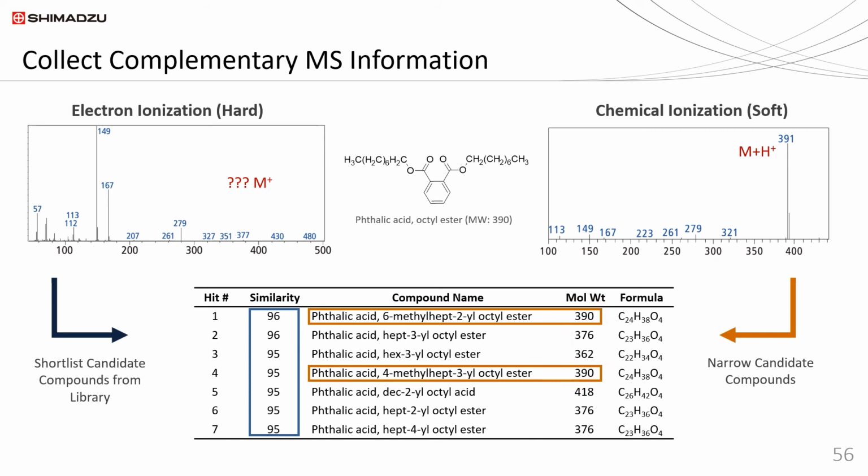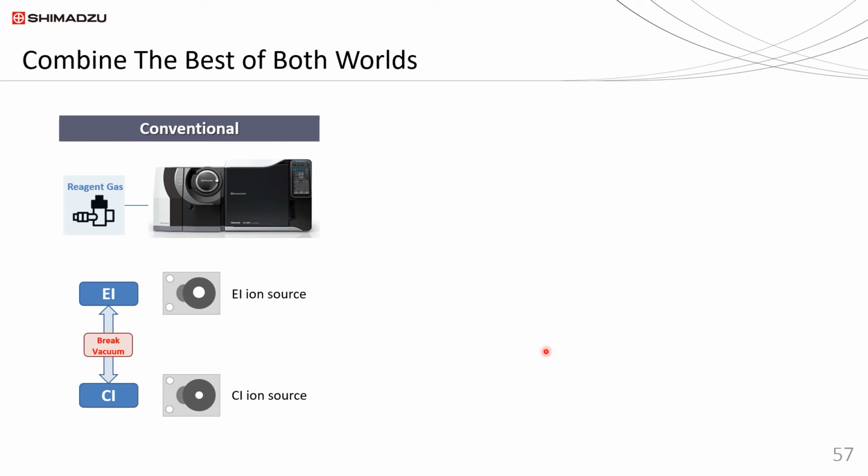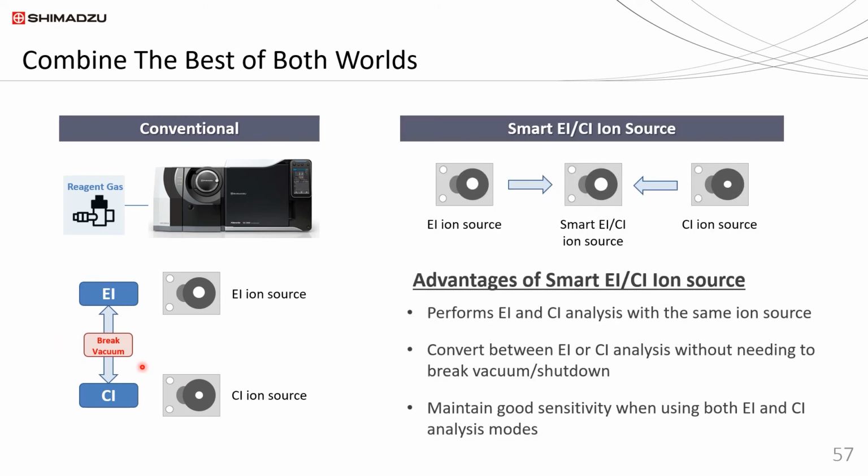Using this information, the library search result can be further narrowed down to these two compounds with molecular weights of 390. To perform chemical ionization, a reagent gas, usually methane, isobutane, or ammonia, must be provided. In addition, a dedicated CI ion source must be used. However, changing the ion source from electron ionization to chemical ionization entails the breaking of the mass spectrometer vacuum. The smart EI/CI ion source is a solution that combines the benefits of both ion sources. This means that the smart ion source will be able to perform both EI and CI analysis without needing to break the mass spectrometer vacuum.